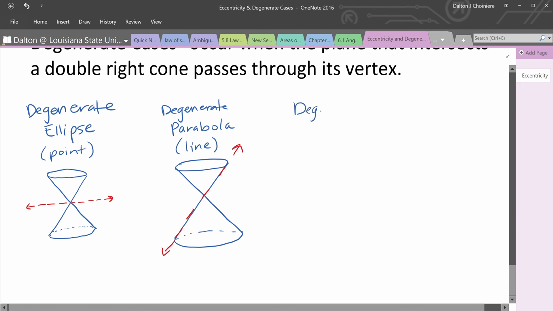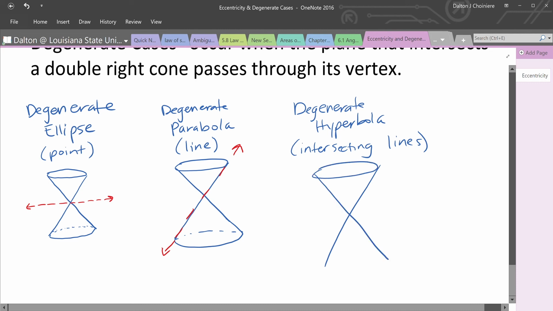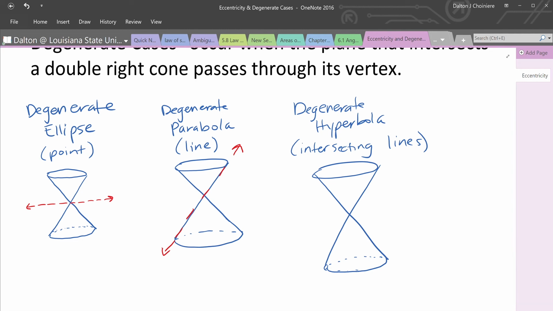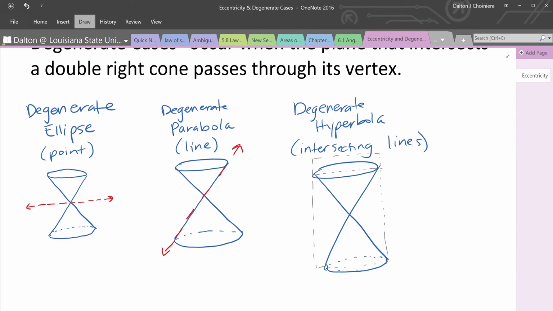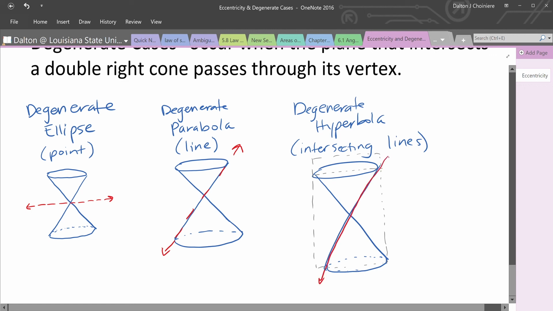And then the last option is going to be a degenerate hyperbola, which is intersecting lines. So we're going to get these intersecting lines if you take your double cone like this, and if the plane that you intersect it with is directly, I'll say perpendicular to the cone, and you slice it. So I'm going to draw kind of like this rectangle. This is not the intersecting lines, but if you were to cut your double right cone, as you see here, we would just get both of these lines.